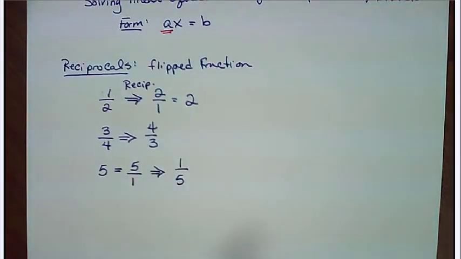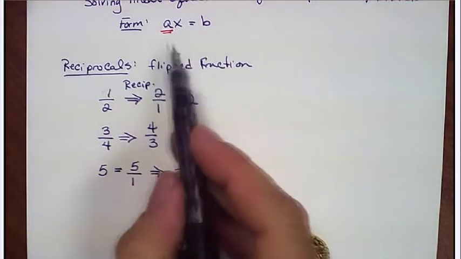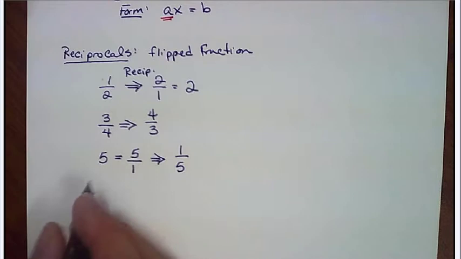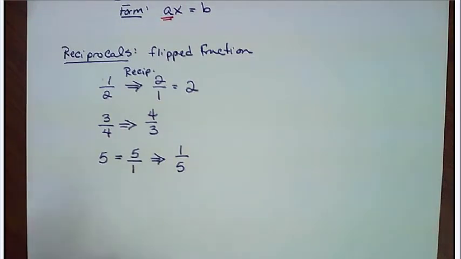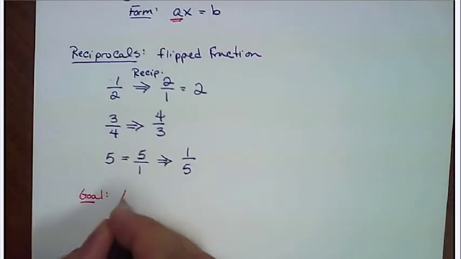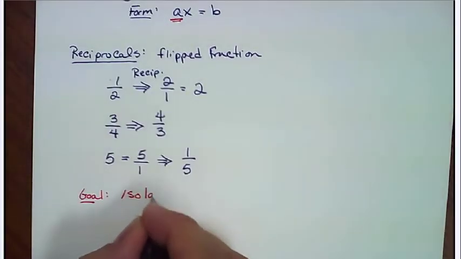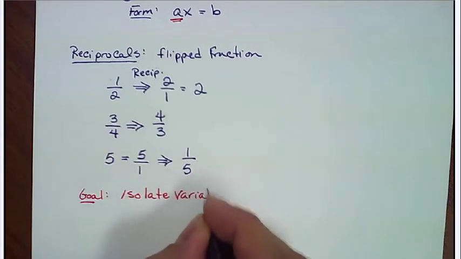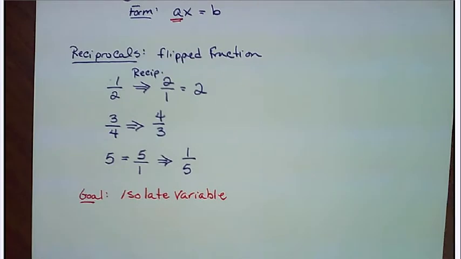And that's going to be very important, because if I'm going to be solving these, then I'm going to need to find the reciprocal. So remember our goal. Our goal is to isolate the variable. That just means get the variable all by itself.